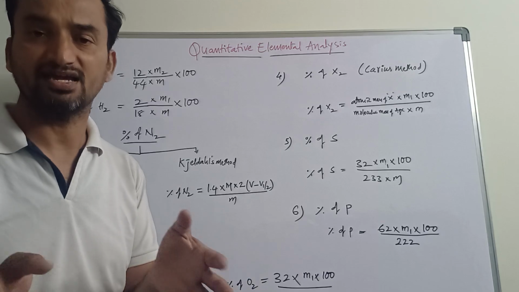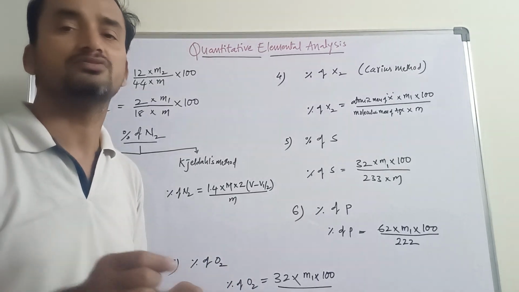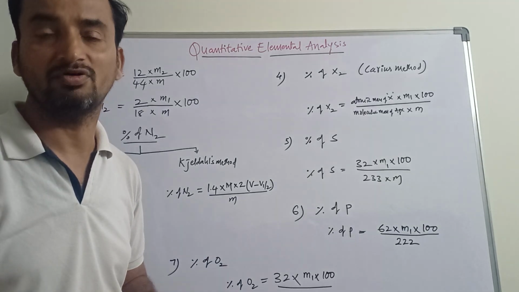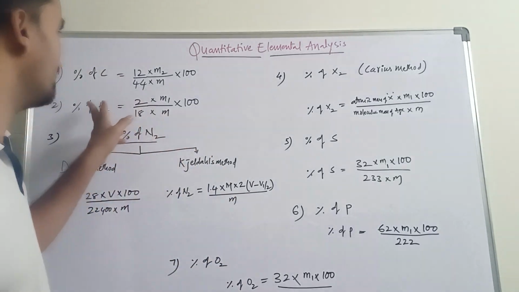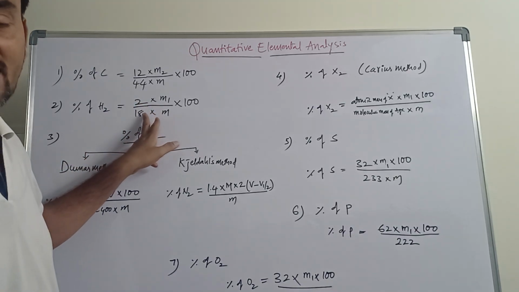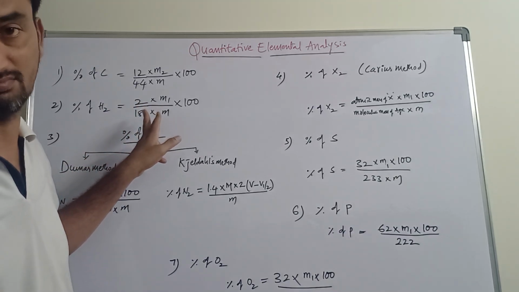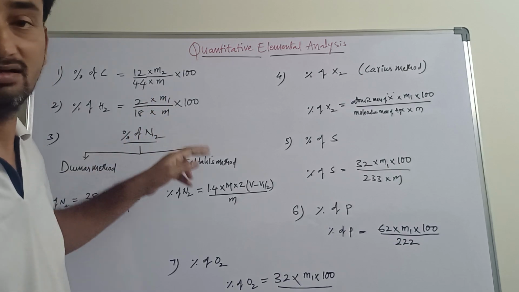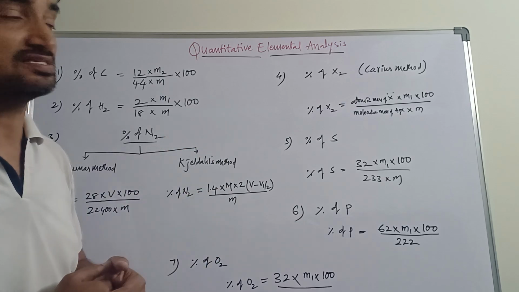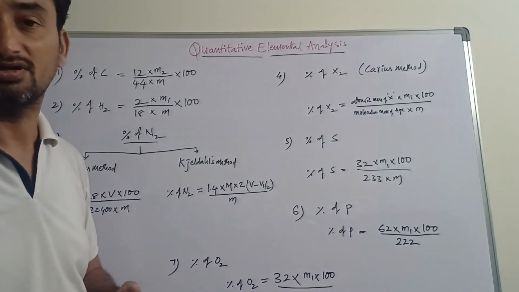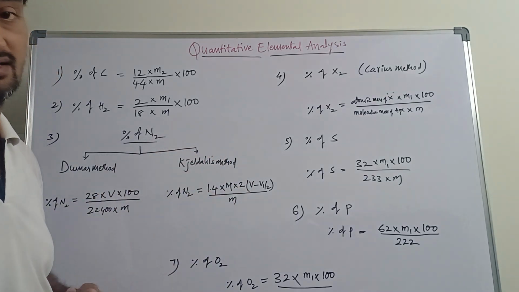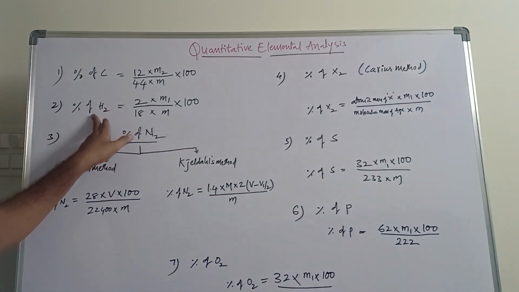Suppose you take m grams of organic compound, and say m1 grams of water is formed. The percentage of hydrogen can be calculated as 2 by 18, 18 because of the molecular weight of water, times the amount of water formed, m1 grams, divided by the total amount of organic compound taken, m, into 100. This formula gives the percentage of hydrogen, very, very important.